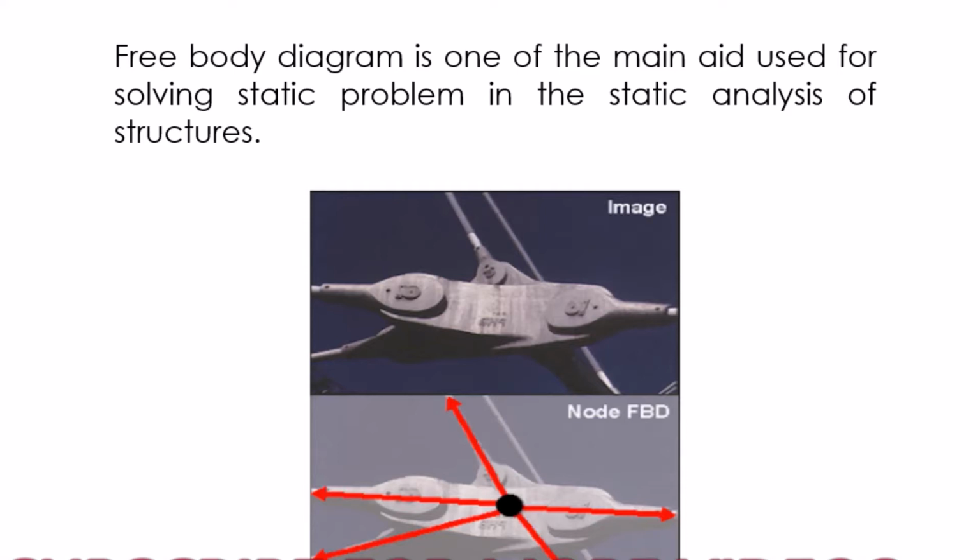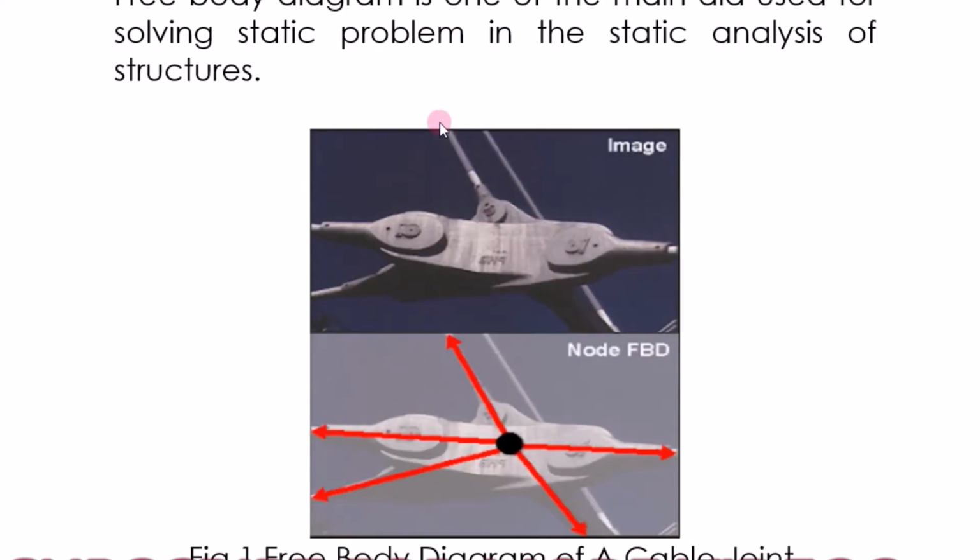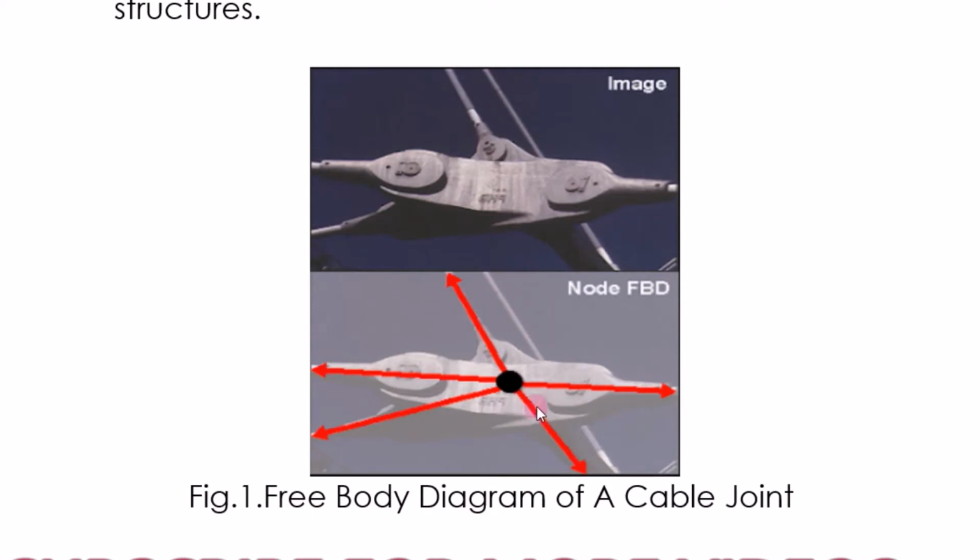Here, in order to make static analysis easier, we convert the structure that has to be analyzed into a respective free body diagram. As shown in this figure, this is a cable image where 1, 2, 3, 4 cables combine together at a particular joint. In order to analyze this, we need to draw a respective free body diagram. Here, the free body diagram is given where the joint is considered as the junction node, and all those cables arising from this joint are shown in red arrows. So this is the free body diagram, or the FBD, of a cable joint.